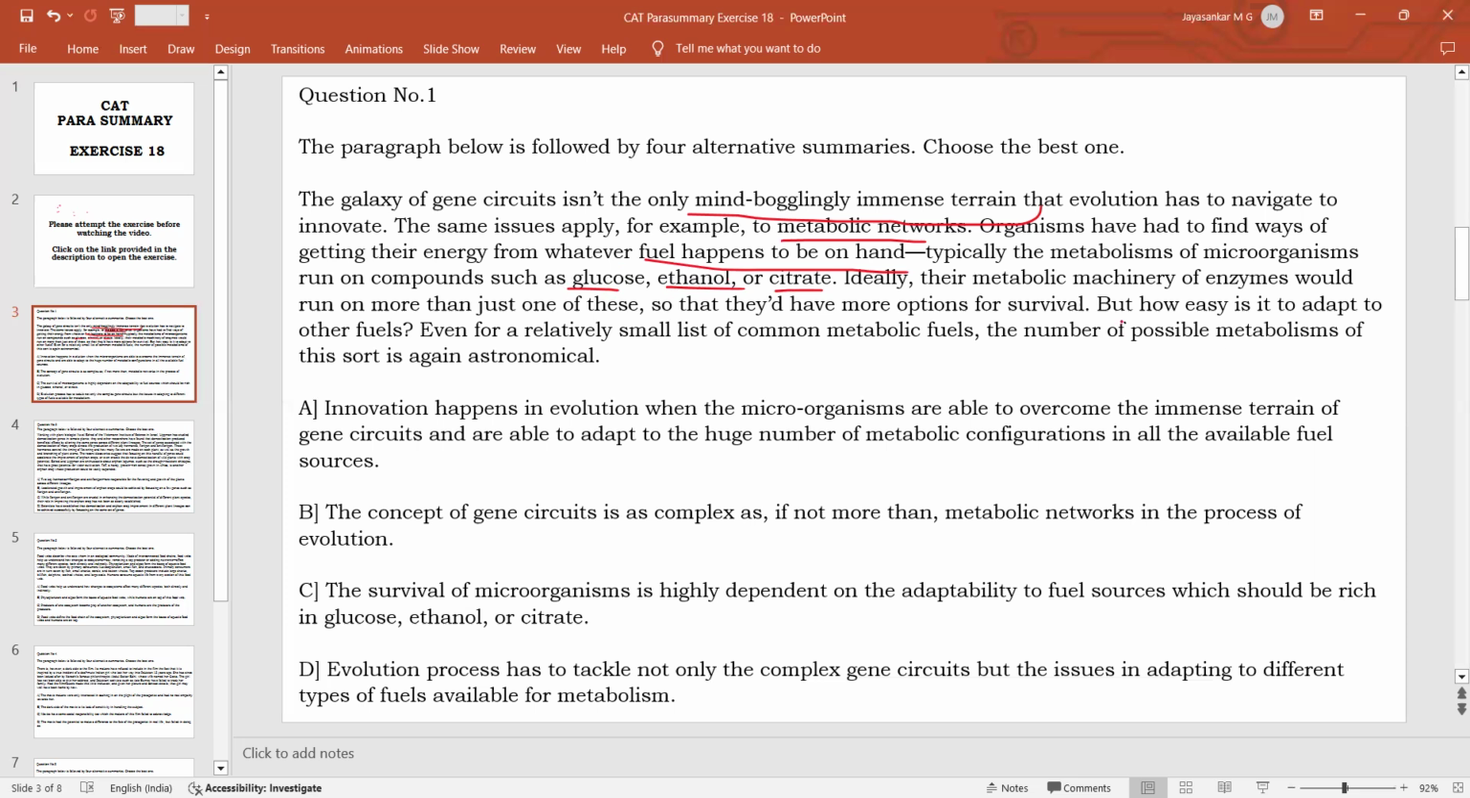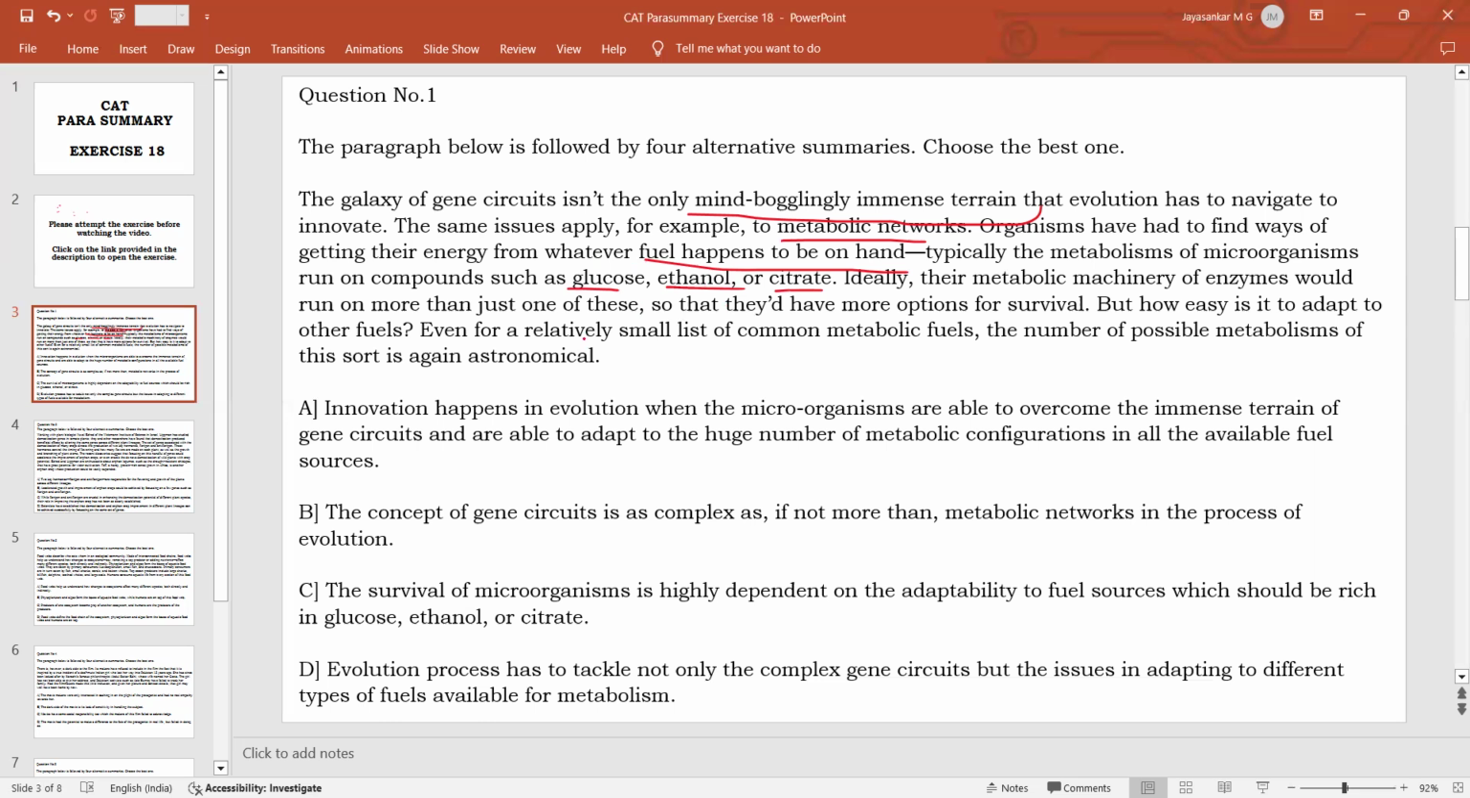But the problem is how easy it is to adapt to other fuels. Apart from this, the problem in innovation is that microorganisms have to adapt to other forms of fuel that are available readily. It is not necessary that these three compounds are always available or always on hand. So when evolution has to innovate, it has to adapt to other fuels also.